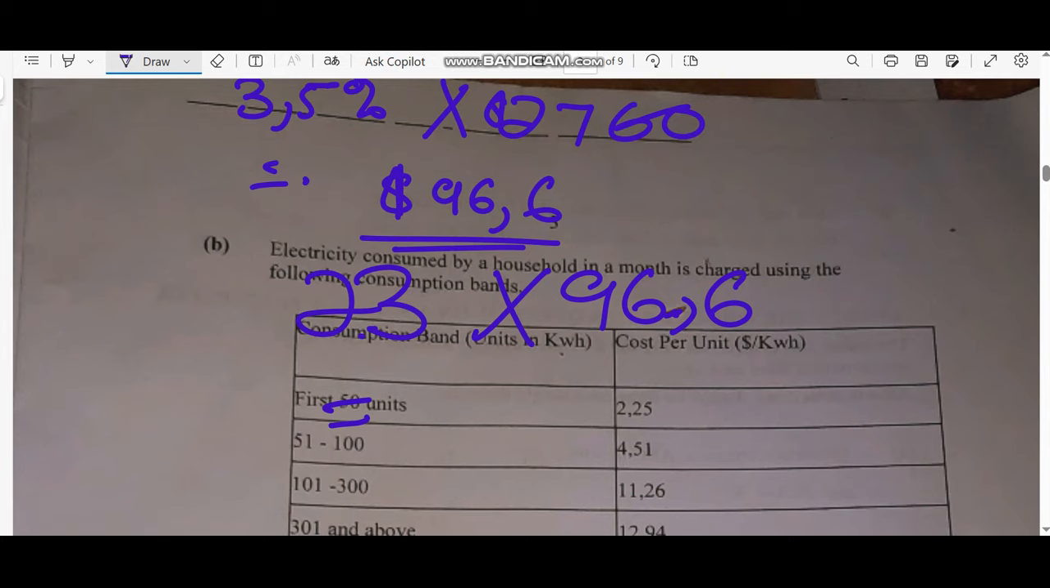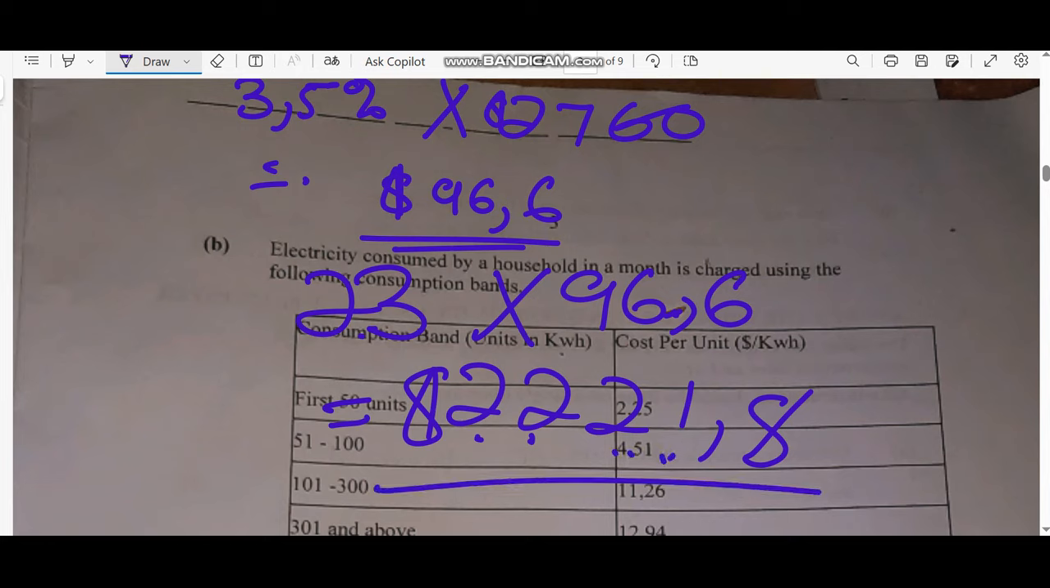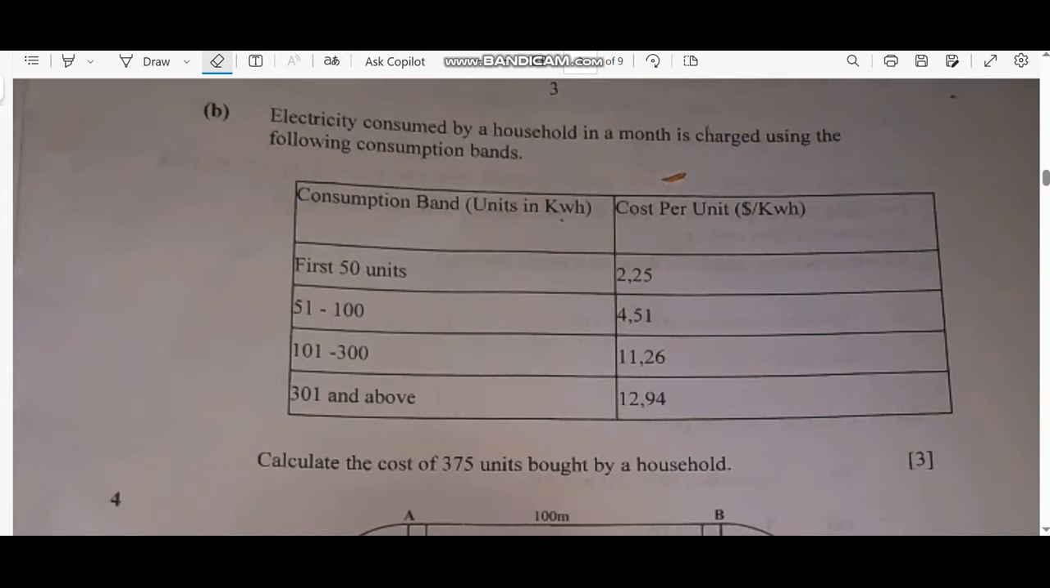Let me use my calculator. 23 times 96.6. Right here I get 2221.8, so it is $2,221.80. All right, now moving on to the next question.